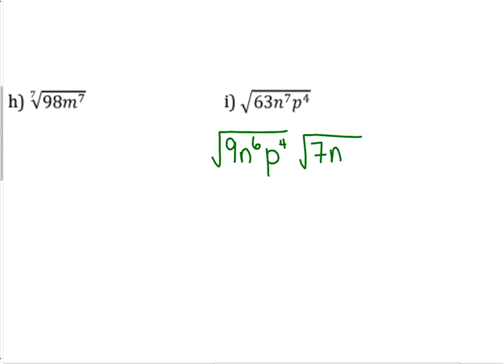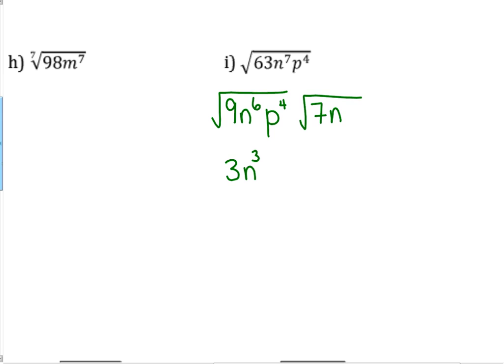All right, square root of 9 is 3. Square root of n to the 6 is n cubed; we just cut it in half, divided by the index. Square root of p to the 4 is p squared, and then we're left with root 7n. Not so bad?